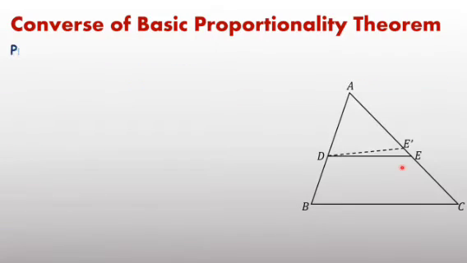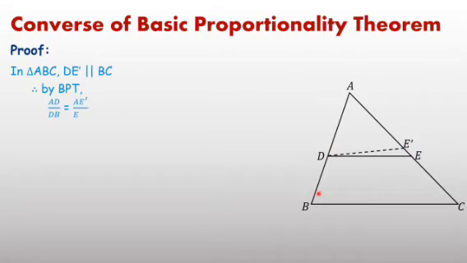Now, proof. Since in triangle ABC, DE dash is parallel to BC by construction, therefore by BPT, we can write AD upon DB equals AE dash upon E dash C. Add 1 on both sides, taking LCM, you will get AD plus DB, meaning AB upon DB, equals AC upon E dash C. Equation first.